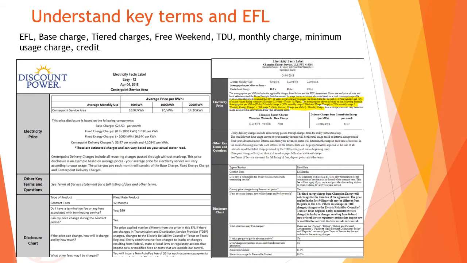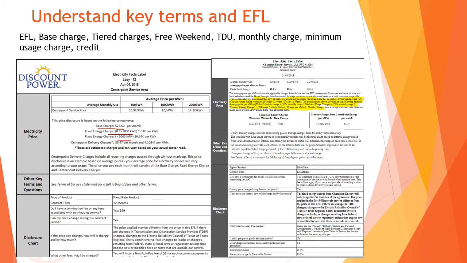Now we're going to look at some of the key terms and compare the two EFLs. So first, on the left is Discount Power, which has a base charge of $23.50 per month. There is a fixed energy charge from 0 to 1000, and for greater than 1000, there is a different rate.